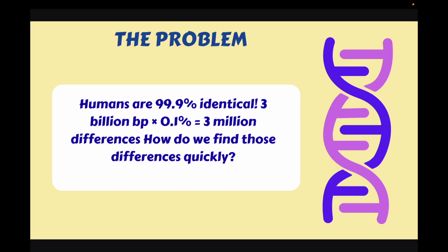However, comparing all 3 billion letters to find those specific changes would be nearly impossible. DNA fingerprinting gives us a shortcut. Instead of sequencing the entire genome, we focus only on specific highly variable regions like VNTRs and STRs to identify individuals quickly and accurately.